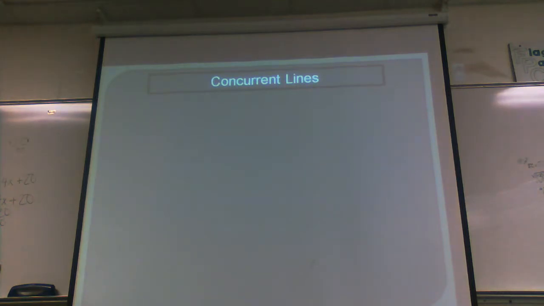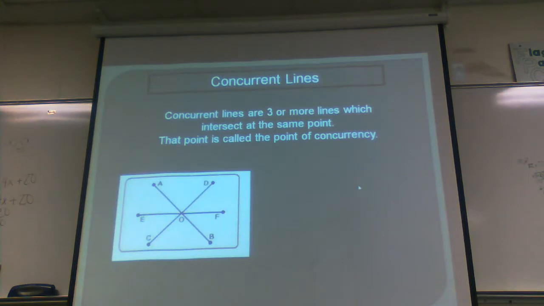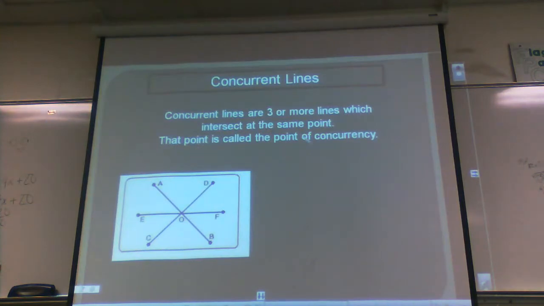All right, if you ever see the word concurrent or concurrency or anything like that in here, what it's in reference to with lines is just three or more lines that are intersecting at the same point. So that could be just a basic thing. It looks like that. It could be three lines intersecting at the same point. Where they intersect at, I'm going to read right here. That point's called the point of concurrency.